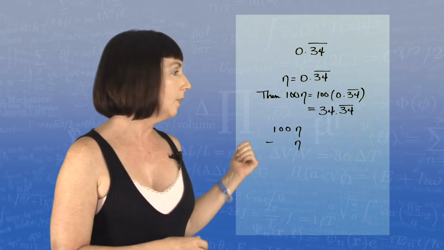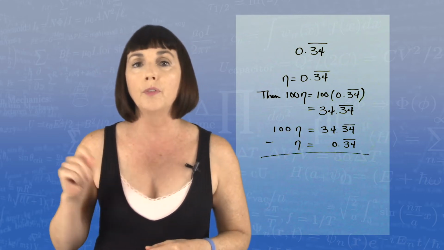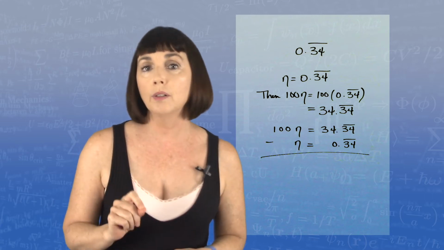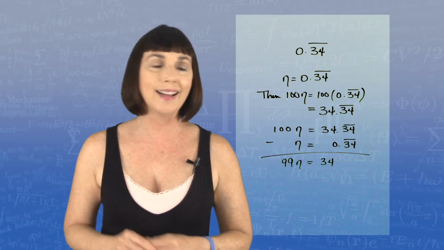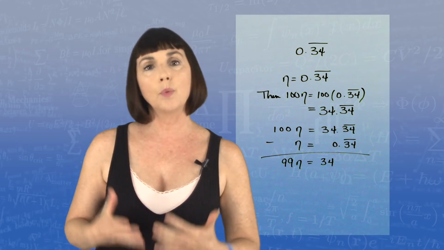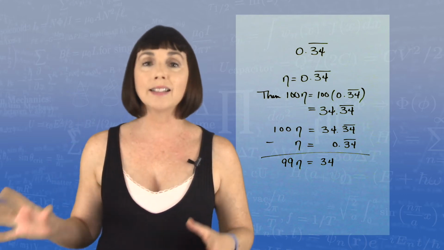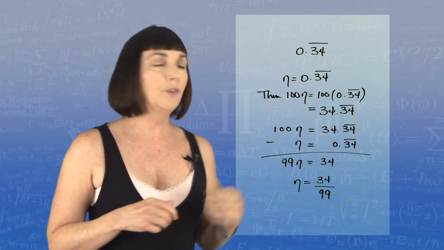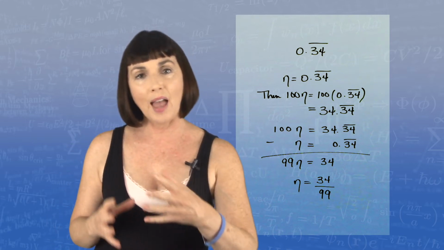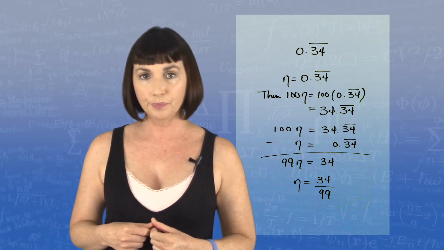Now, let's subtract n from 100n. So I have 100n minus n. Now that's equal to 34.34 repeating minus 0.34 repeating. And when I do that subtraction, I get 99n is equal to 34. Those repeating values all cancel each other out. So n is equal to 34 over 99. And that would be the fractional representation of this decimal value.